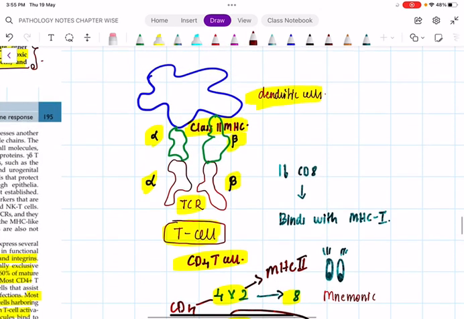Since I have drawn a CD4 T cell, it has a T cell receptor having alpha and beta domains. This alpha and beta domain will bind with the alpha and beta domain of the class 2 MHC present on the dendritic cell. Dendritic cells are antigen presenting cells, which present the antigen via MHC to the T cells. Fine? Yes. This classical presentation won't be seen in the natural killer cell. In NK cells, there is no T cell receptor, no MHC, nothing. It doesn't depend on MHC. It depends only on the immunoglobulin receptors.